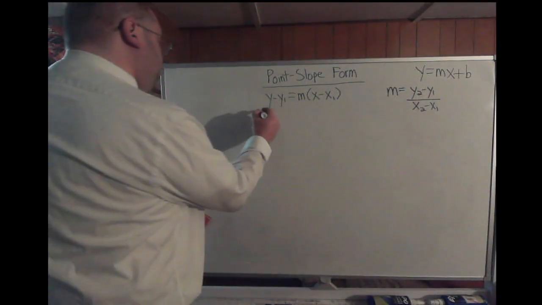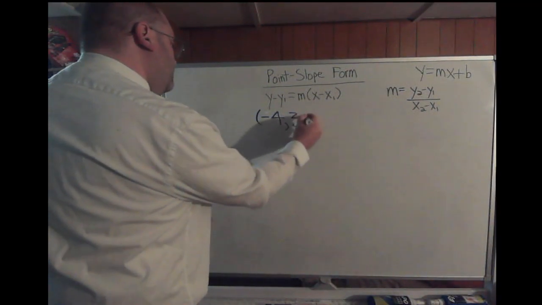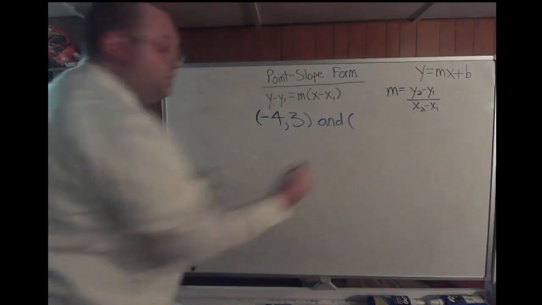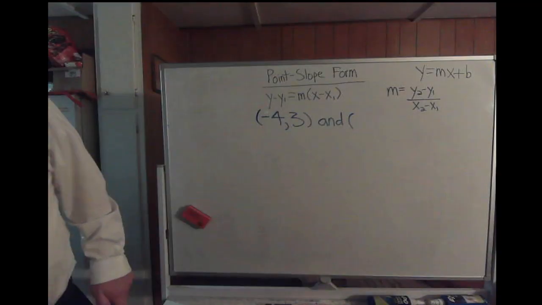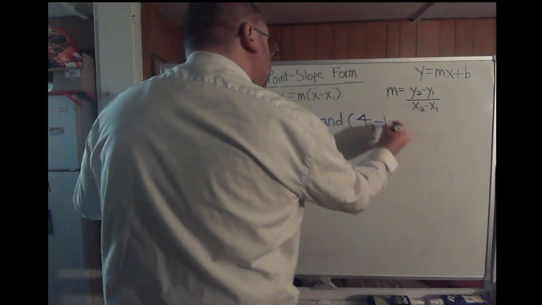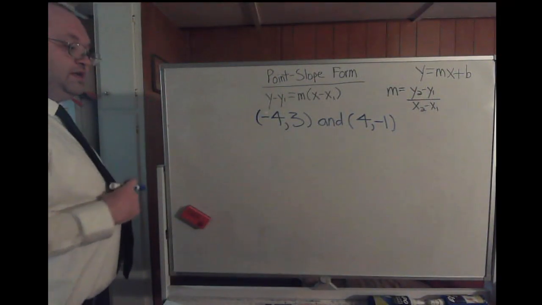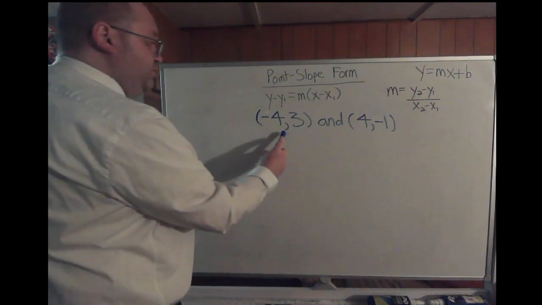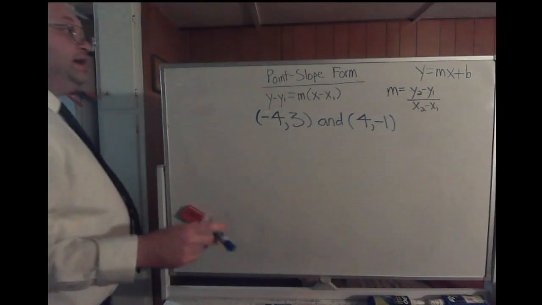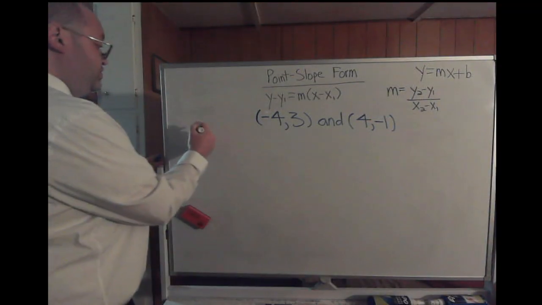Let's see, we have the points negative 4, 3, and 4, negative 1. Okay, so we want to find the slope-intercept form of an equation with a line running through the two ordered pairs negative 4, 3 and 4, negative 1. Again, first thing you want to do, find your slope. That's always the first thing you should do.